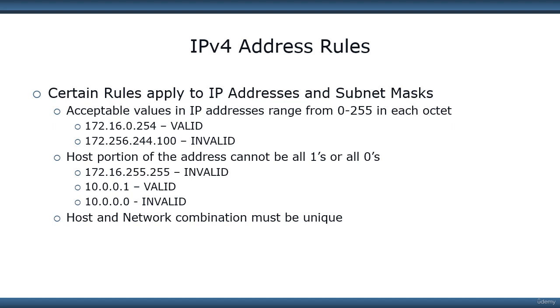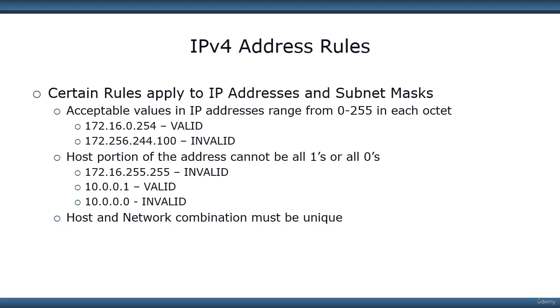There are rules that apply to IP addresses as well as subnet masks. First off, in 8 bits, the maximum value that you can get is 255. The lowest value you can get is 0. Okay, so we're not going to have any negative numbers. Can't say I've ever seen that as an option on a test, but we're not going to have any negative numbers. We're also not going to have any numbers over 255. So 172.16.0.254, that's a valid address. 172.256.244.100 is invalid. Why? The second octet is 256. Anytime you ever see a number over 255, it's incorrect.